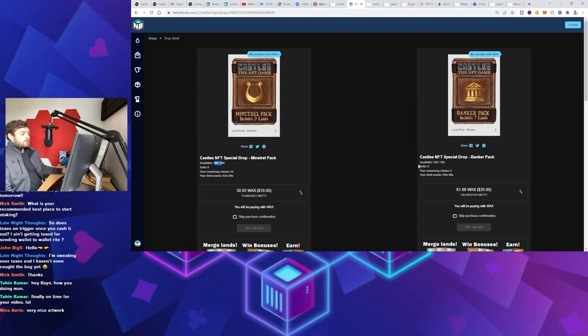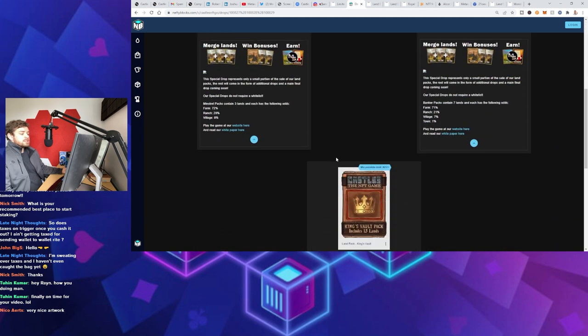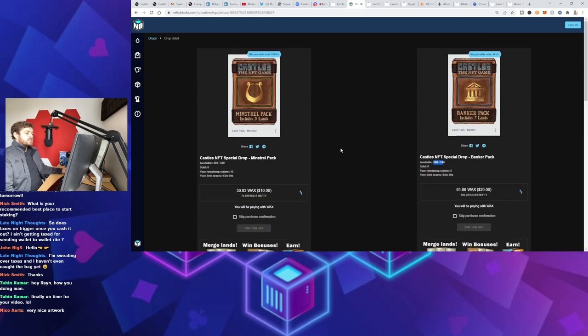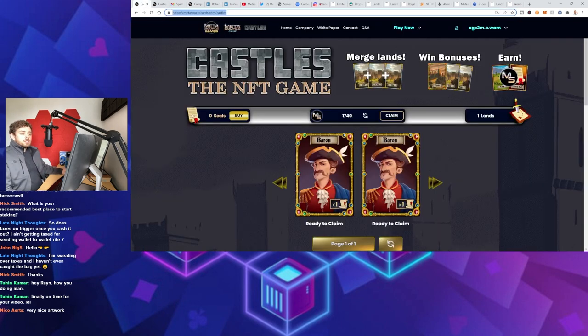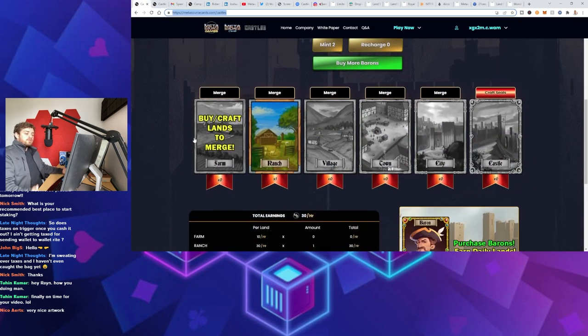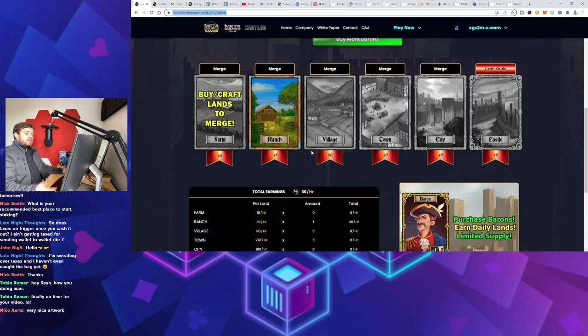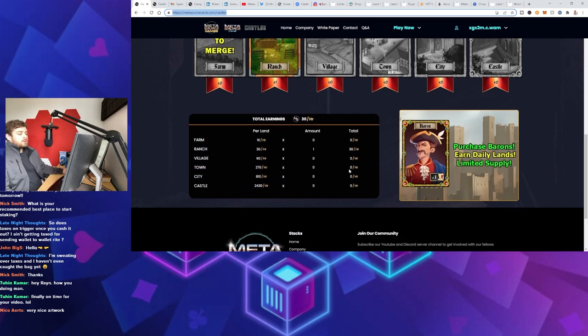Maximum amount of available NFTs for these packs. And we'll dive into greater detail on what these do. But in essence, you open a pack. It has a bunch of cards in it. You use those cards to stack them together, right? So three farms equal a ranch. Three ranches equal a village. The higher you get up, the higher you earn in your daily passive rewards from Metasource.